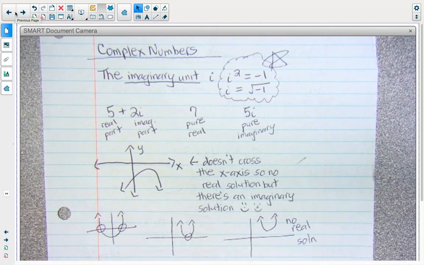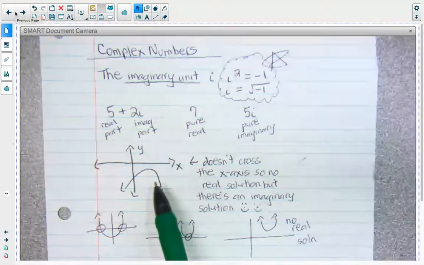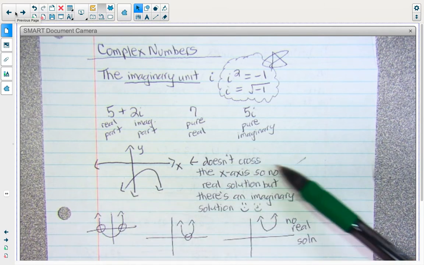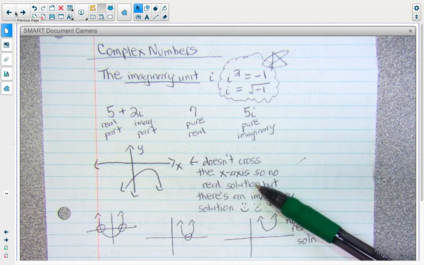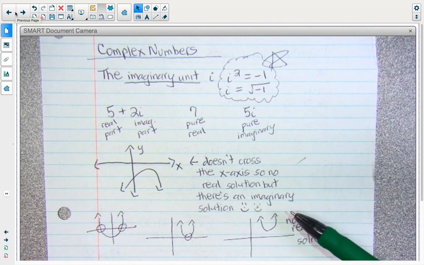That's what I told you to write at the time. But today, by the time we're finished, you'll know how to keep going and get the imaginary part of our solution. I also drew a much better, neater graph up here as well. This parabola does not cross the x-axis, so we will stay with no real solution. But by the end of today's video, you will know how to keep going and find the imaginary solution. There is an imaginary solution, and we are about to find that out right now.